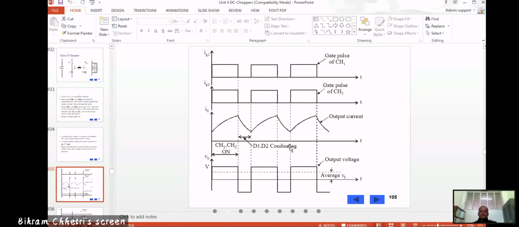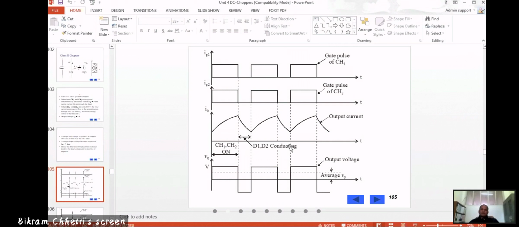So if you see the waveform of this class D chopper, the first two waveforms, IG1 and IG2, are the pulses triggered to chopper 1 and chopper 2. Chopper 1 and chopper 2 are triggered simultaneously. If you see here, CH1 and CH2 are triggered together. But in the class C type of chopper, it is not triggered simultaneously.